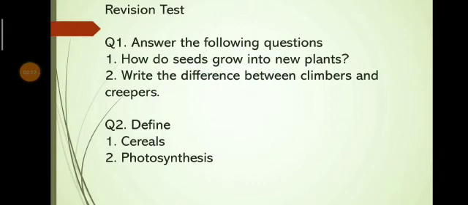So, these are some questions for you for your revision test. Question first, answer the following questions. How do seeds grow into new plants? Write the difference between climbers and creepers. Question 2, define cereals, photosynthesis.